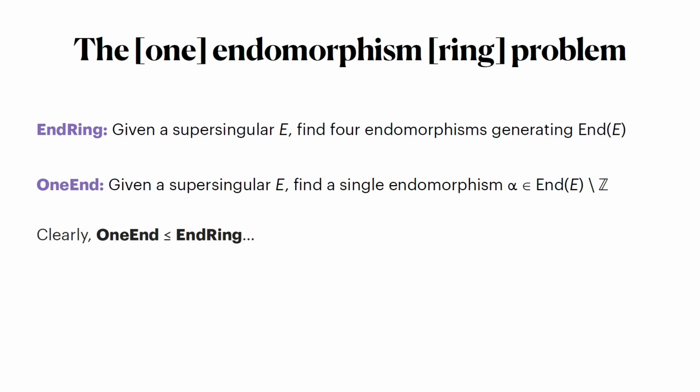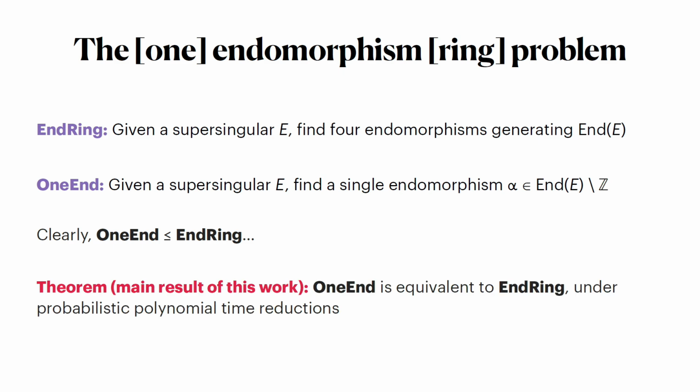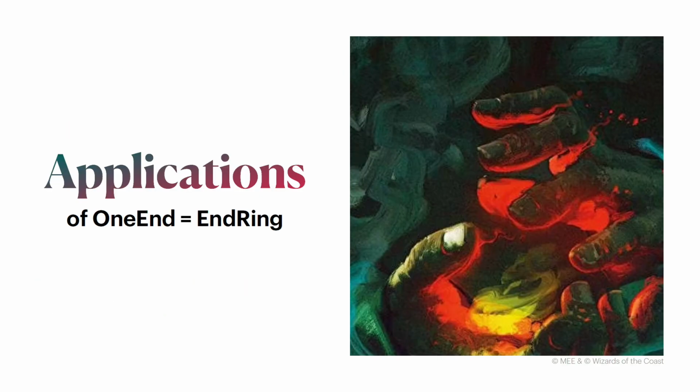Trivially, one end cannot be harder than end ring. Finding one endomorphism cannot be harder than finding them all. And the main result of this paper is that it's actually equivalent. If you have an algorithm to find one, then you have an algorithm to find them all under probabilistic polynomial time reductions. And I'm going to give you a hint at how to prove this result, but first I want to mention a few applications.